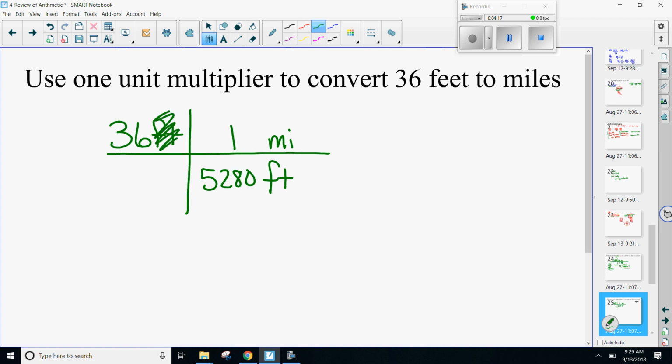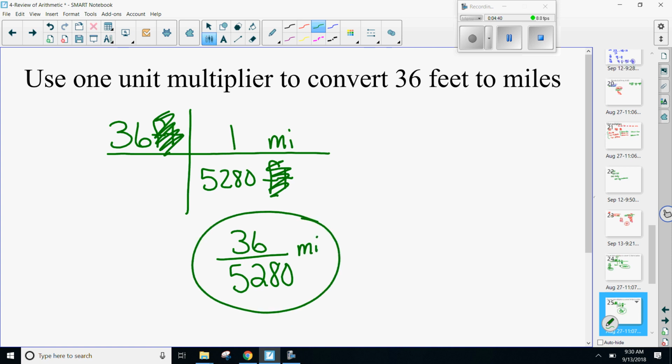Now feet came off of the field, right? Miles is in. Is that who we want? Yes. How do I write my answer? You do not have to calculate it. I am not going to ask you to do that division. So you're going to take 36, that's your numerator, 36 times 1, and the denominator is 5,280. Your units are miles. There's your answer.